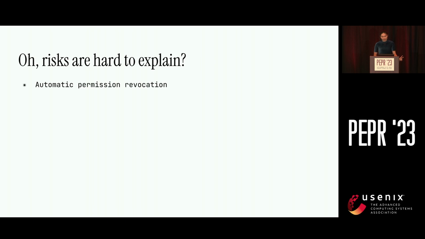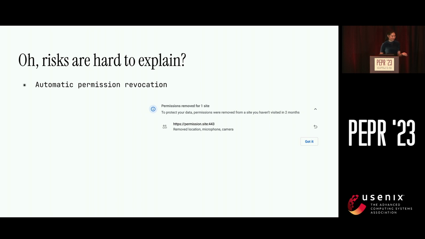First is automatic permission revocation. If you've granted a permission but haven't visited in 2 months, we will automatically revoke that permission. So next time you visit, the website will have to ask again. It can't just randomly start using it. This makes sure that decisions on websites that you infrequently touch don't stick around.